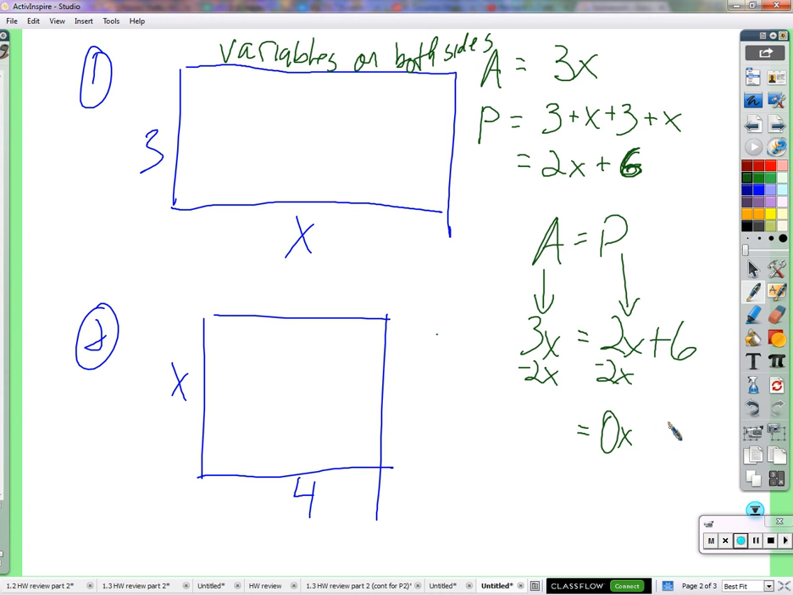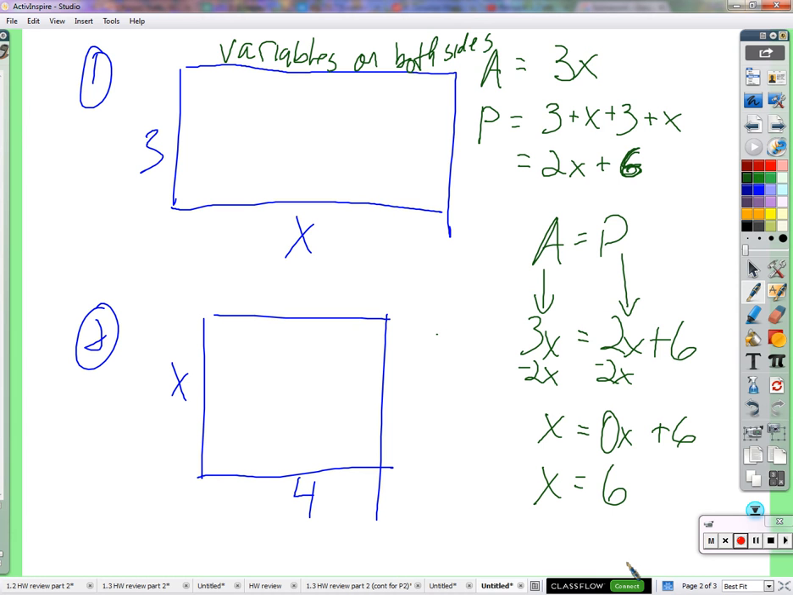0x plus 6. What's 3x minus 2x? Can we put those together? 1x. But what's 0 times x? 0. So we don't even have to worry about it, right? Just x equals nothing plus 6, which is just 6. Now what do we do? X is 6. What do we divide?